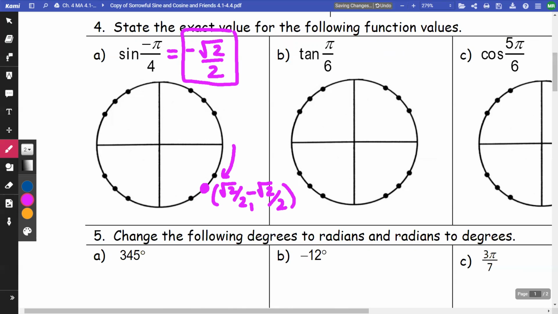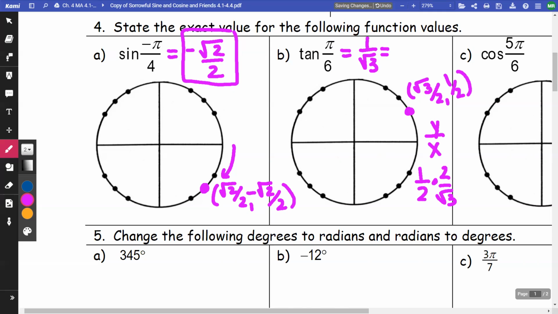On B, we want pi/6. So pi/6 is right here, and that's going to be √3 halves, comma, 1 half. Tangent is going to be y over x. So in terms of the math, I'm going to have 1 half divided by √3 over 2. I'm going to change it to multiplying by the reciprocal. What I'm going to end up getting is 1 over √3 that I'm going to rationalize, and I'm going to get √3 over 3 as my answer.